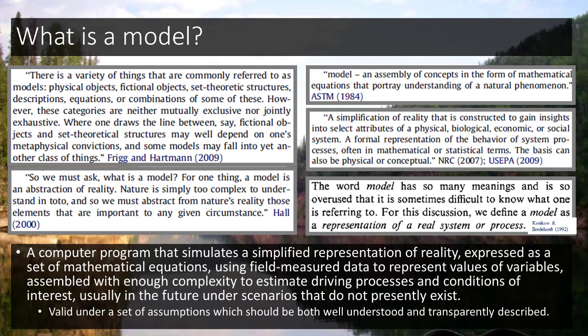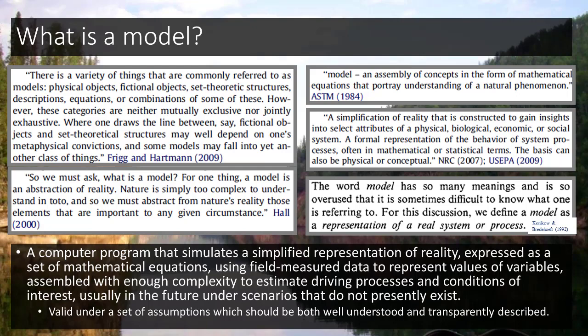So the sub-bullet under there is valid under a set of assumptions which should be both well understood and transparently described. So no matter what sort of model you have, you're simplifying a natural system. You're absolutely going to have some assumptions, and it's often difficult to even understand as the modeler what those assumptions are because it's often not clear. So an easy one is if you're modeling a river, often rivers are done in 2 dimensions, meaning that we care about what's happening as water moves downstream and perhaps side to side, but not vertically, because rivers are almost always fully mixed vertically. So that's our assumption. It's a 2D model. We assume that it's vertically mixed.